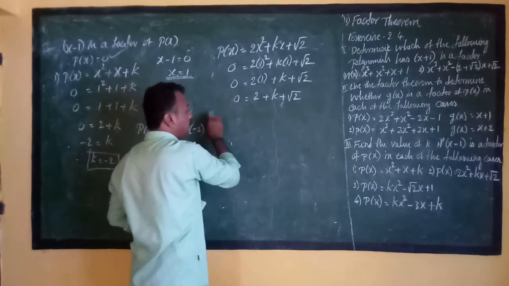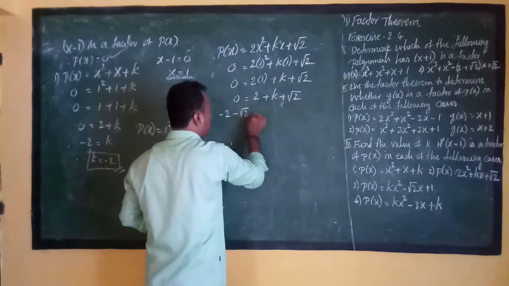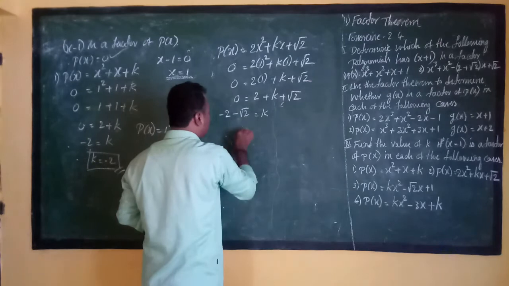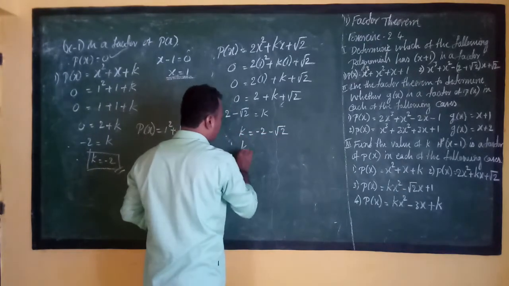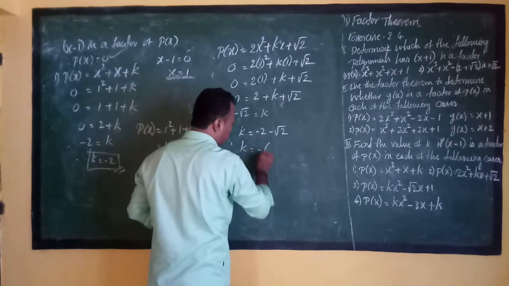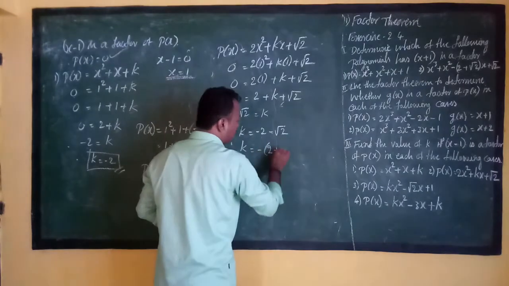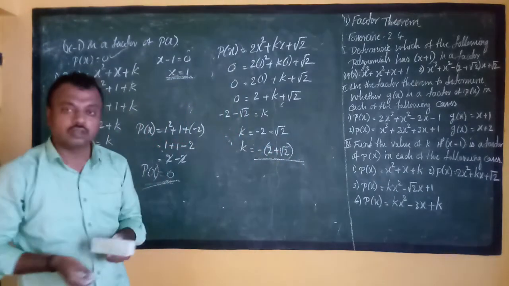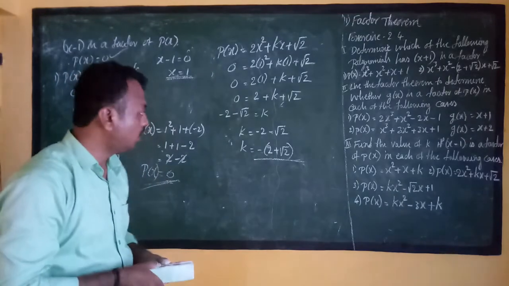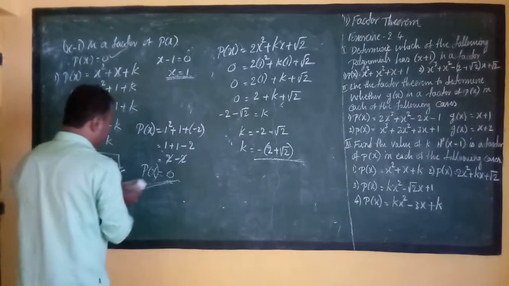You have to send these to the LHS side, so 2 becomes minus 2 and root 2 becomes minus root 2, equal to k. Therefore k is equal to minus 2 minus root 2. Taking the common factor out, minus becomes plus, so the k value is minus of 2 plus root 2. Do you understand, students? So like that, the third question is there.